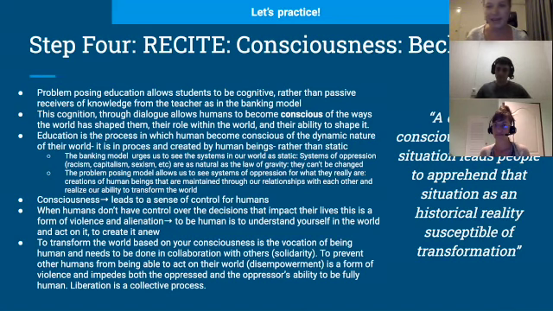And a quote just from the text, and this is helpful maybe in using the strategy, is to jot some direct quotes down: a deepened consciousness of their situation leads people to apprehend that situation as an historical reality susceptible to transformation.